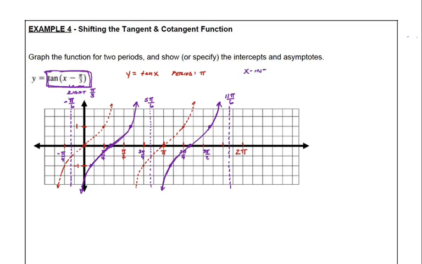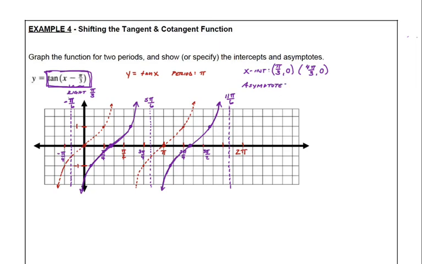And then if I want to identify some information about it, the x-intercepts will occur, instead of at 0, at pi over 3, comma 0. That's the first one in my first period. And then instead of at pi, it'll be at 4 pi over 3, 0. So those are my x-intercepts.